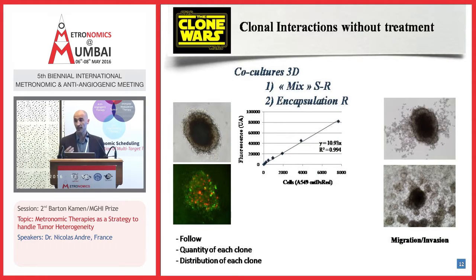Then we generated a second model, slightly better than just a two-dimensional model. We have spheroids that have the two clones, and we have two kinds of spheroids. We have the mixed one, which is a mixture of sensitive and resistant, and the second model, where you have a layer of sensitive cells outside and a resistant core, or again vice versa. The good thing is that the number of cells is nicely correlated with the fluorescence. So we can measure the quantity of a given clone within the tumor and eventually locate it within the tumor.